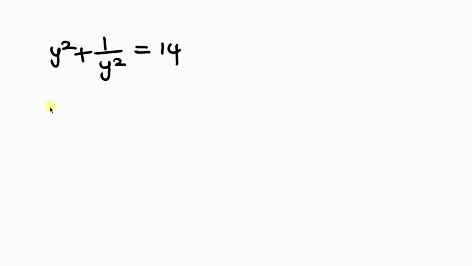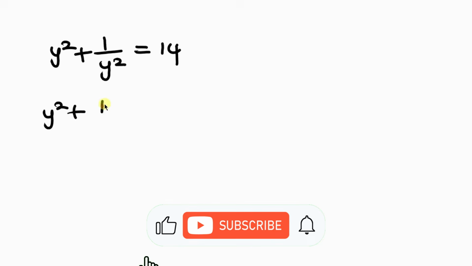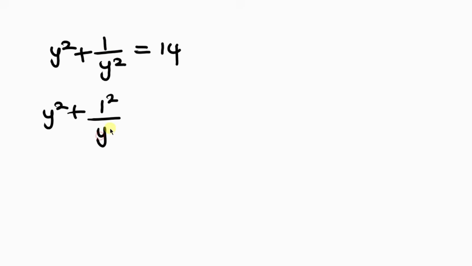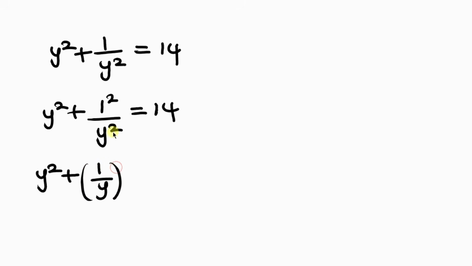This can be simplified into y squared plus 1 squared, which is the same as 1, all over y squared, and this is equal to 14. We can simplify further. So this is y squared plus, this expression can be written as (1 all over y) all raised to the common power of 2, good, from the law of indices. And this is equal to 14.